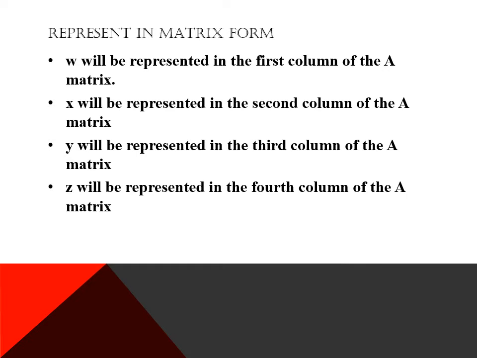The variables that are being solved for are represented by the columns in matrix A. The coefficient the variable is multiplied by will go in the column corresponding to that variable. W will be represented in the first column of the A matrix. X will be represented in the second column. Y will be represented in the third column. Z will be represented in the fourth column.